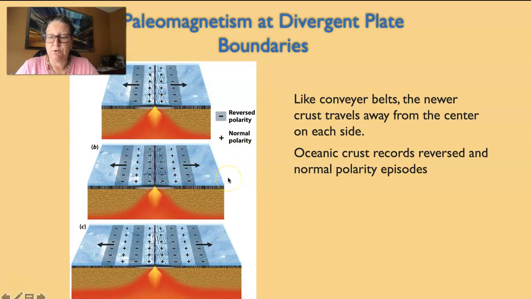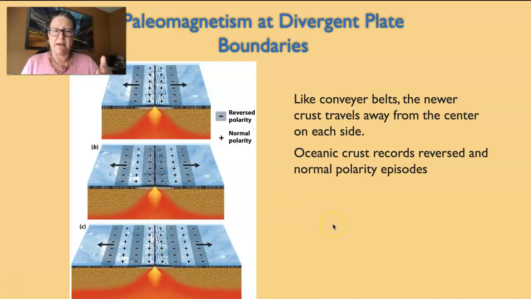Now in time 2, those pieces of ocean crust that recorded normal polarity have been pushed away, and new magma is coming up and it's recording reverse polarity because at this time period there's reverse polarity. We go on to time 3, and now that's been pushed to the side, and now we have a normal period, and now the new ocean crust is recording that.